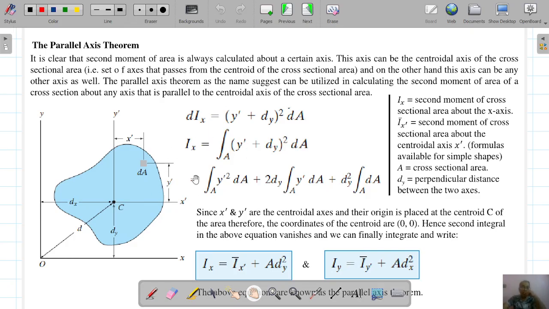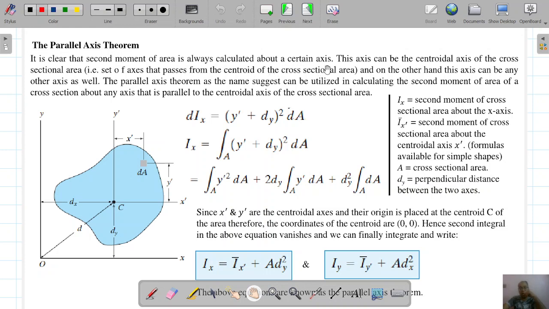So we understood this. Now again we have a differential area dA, and we have two axes, x and y. If we have two axes, and we have already calculated the centroid C of this arbitrary cross section, the second moment of area is always calculated about a certain axis.